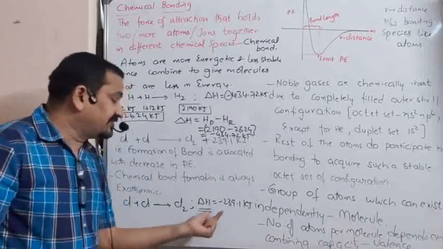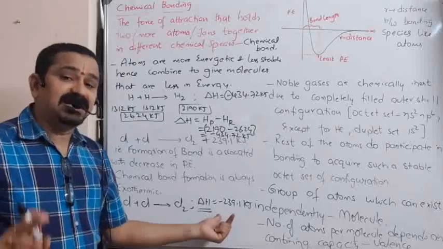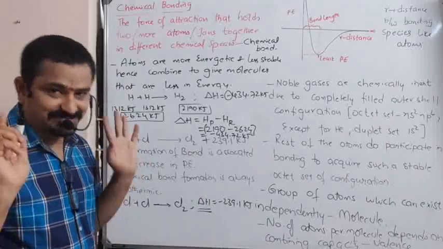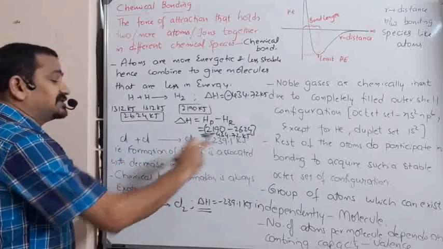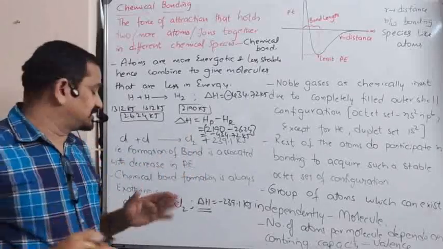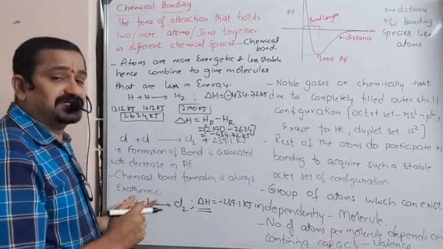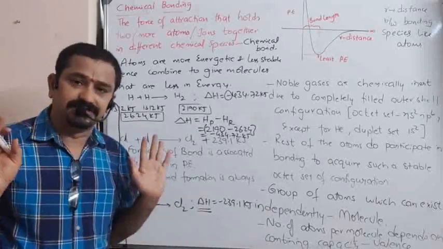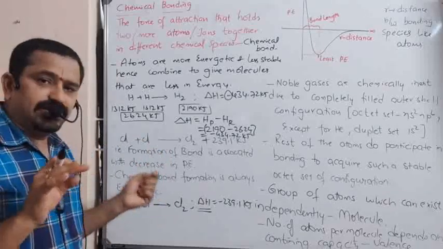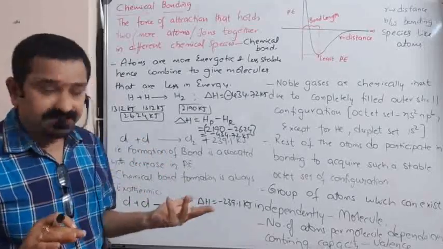So, whenever enthalpy change has a negative sign, it stands for the reaction being exothermic. Now, formation of a bond is thus always associated with a decrease in potential energy. That is, chemical bond formation is always exothermic. Even though one or two exceptions are there, they will be discussed separately.